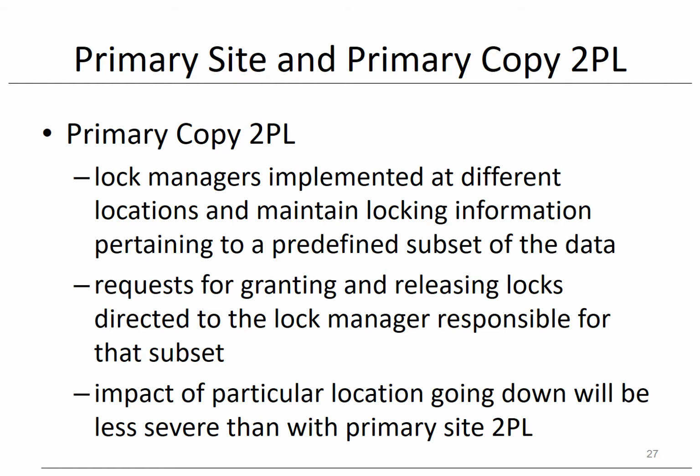An extension of primary site 2PL is primary copy 2PL, which aims at further reducing the aforementioned disadvantages. Here, lock managers are implemented at different locations and maintain locking information pertaining to a predefined subset of the data. All requests for granting and releasing locks are directed to the lock manager responsible for that subset. In this way, the impact of a particular location going down will be less severe than with primary site 2PL, since only a subset of the data and transactions will be affected.